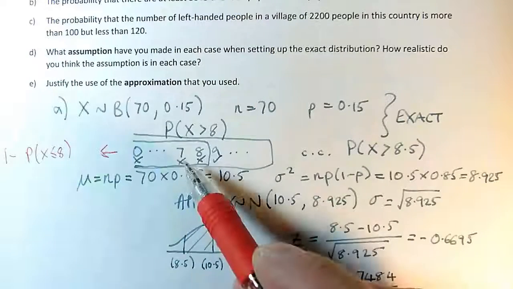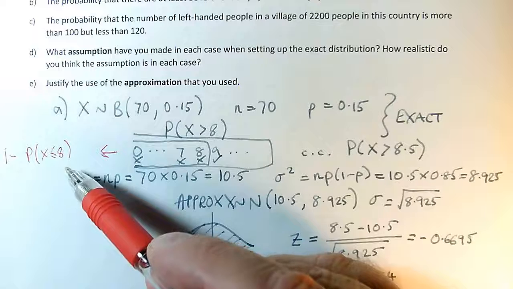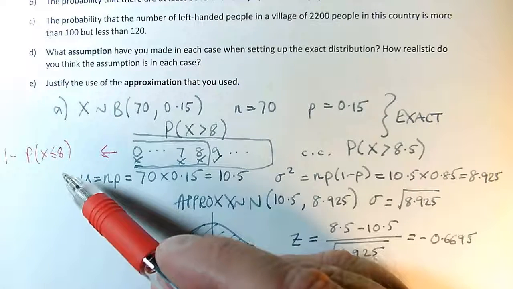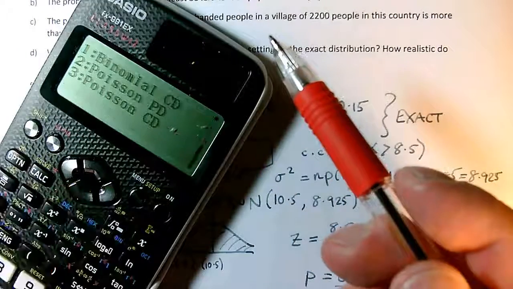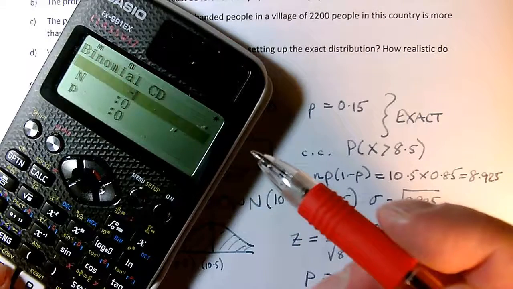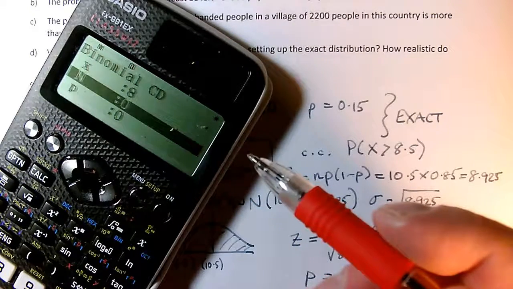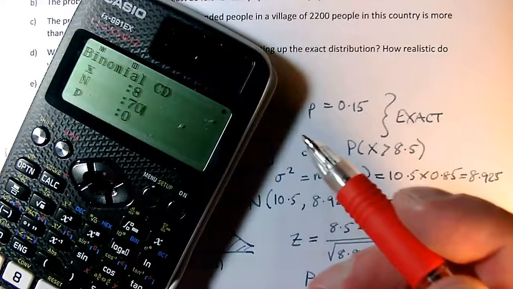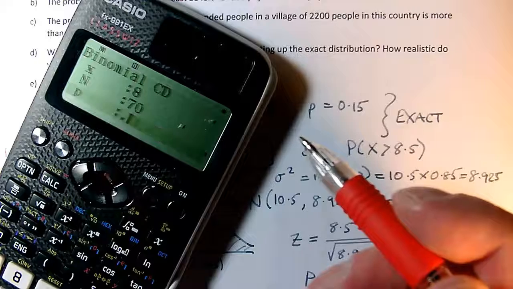Now, just for a laugh, let's actually look at what the exact binomial would have given me. So this diagram would have told me to do 1 minus the probability of x being less than or equal to 8 on my binomial CD mode. Okay, here we go for that. Binomial CD, I'd have said I want an x value of 8, and my n and p values were n was 70 and p was 0.15.